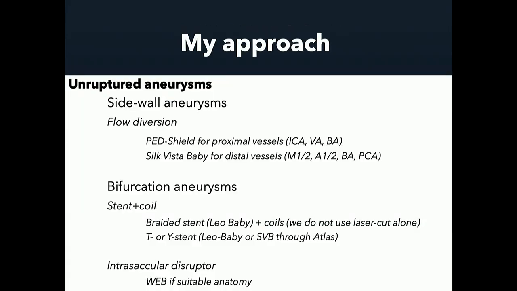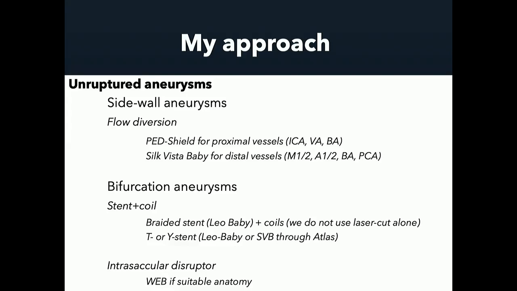With unruptured aneurysms, it's a little more complicated. Obviously, sidewall aneurysms tend to lend themselves more to flow diversion. We generally use Pipeline as our go-to for the proximal vessels, and we use Silk Vista Baby for the distal vessels. So it goes through a 17 catheter, so it's a very nice low profile and easy to deliver system. For aneurysms of bifurcations, we err towards stent and coil. We haven't really looked seriously at the WEB as a durable device for that indication, but obviously time will tell.